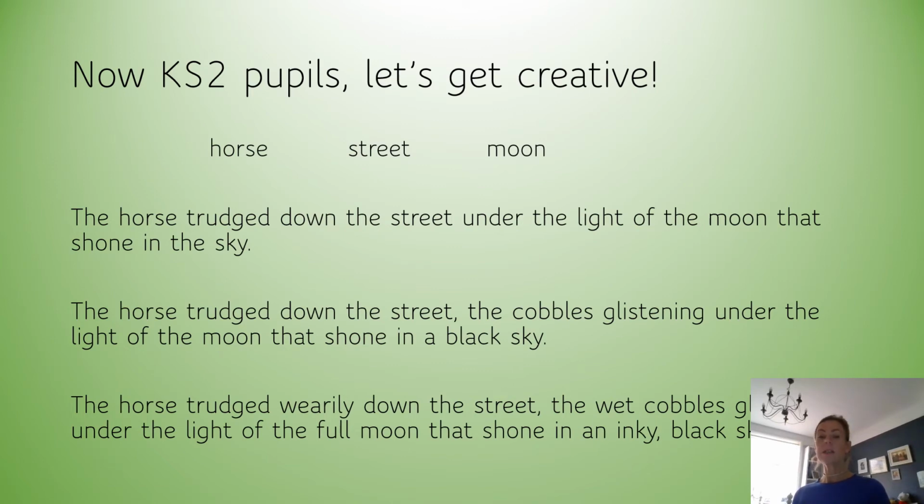That's already quite a descriptive sentence. My next sentence, I added a little bit more in. The horse trudged down the street, the cobbles glistening under the light of the moon that shone in a black sky. So there I've described what the street was like. It was a cobbled street. They were wet and glistening. The sky was black. Okay, so I've given it a lot more information.